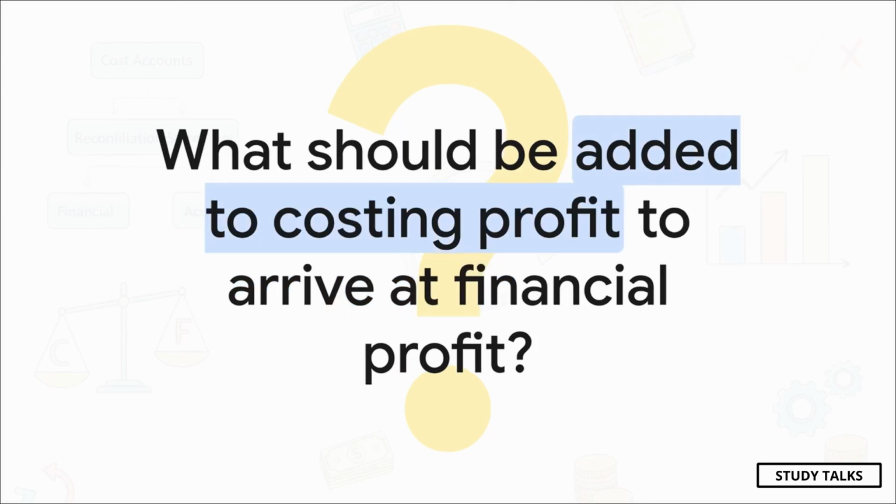Perfect. Okay, a slightly trickier one. What should be added to costing profit to get to financial profit? Let's think this through. Interest paid and income tax are financial expenses. They aren't in costing profit at all. So to get from the higher costing profit to the lower financial profit, we would have to subtract them. What about over-absorption? We just learned that over-absorption makes the costing profit too low. So to bring it back up to where it should be, we have to add it. So the answer is A.